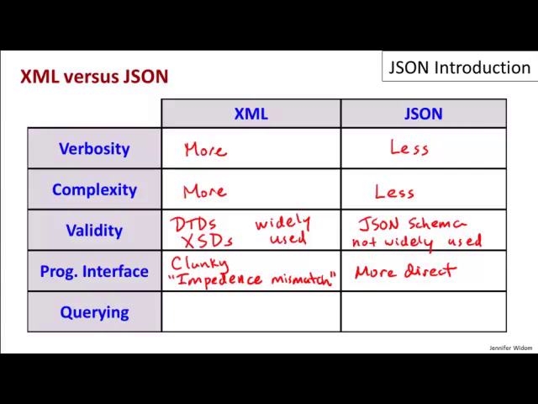Finally, let's talk about querying. I already touched on this a bit, but JSON does not have any mature, widely used query languages at this point. For XML, we do have XPath, we have XQuery, we have XSLT. Maybe not all of them are widely used, but there's no question that XPath at least and XSLT are used quite a bit. As far as JSON goes, there's been a proposal called JSON Path.